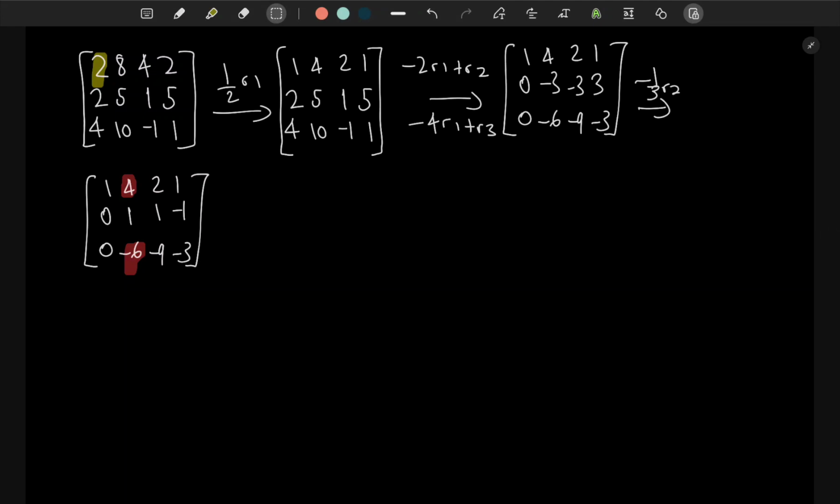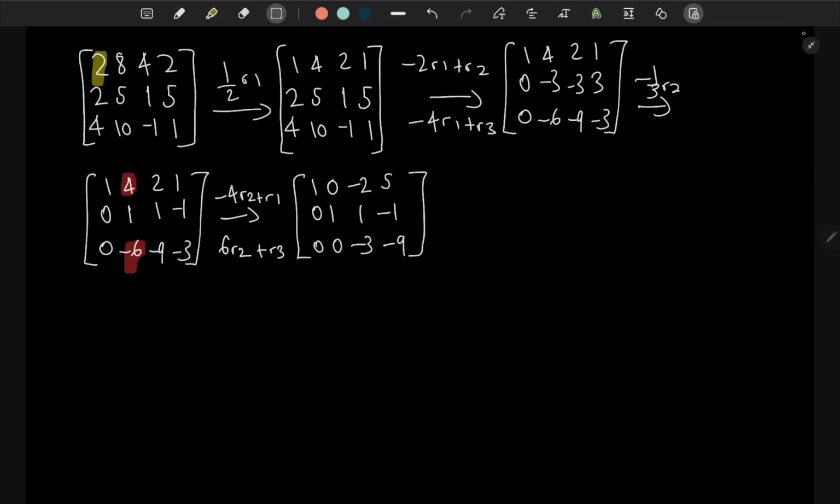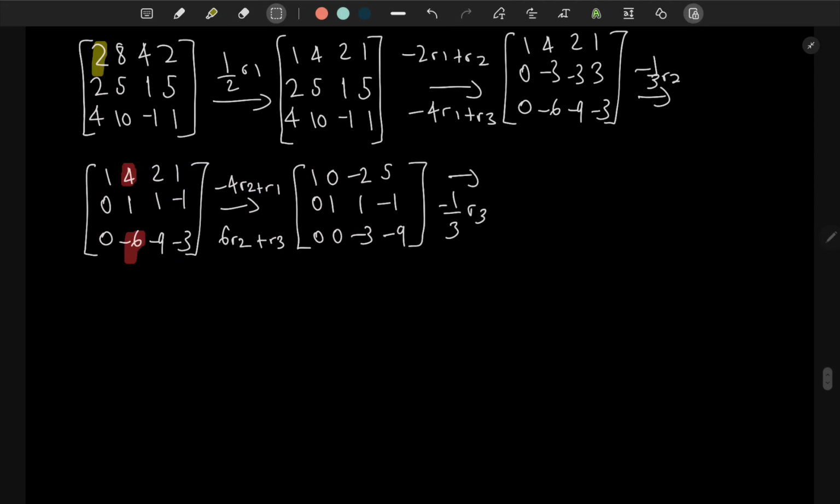And now we can get rid of 4 here and negative 6, and I have highlighted them in red. So to do that, we basically do the following operations, which are minus 4 R2 plus R1 and 6 R2 plus R3. And we get the following matrix as this now, and we can divide the last row by negative 3. So we do minus 1 over 3 R3, which will give us this matrix.